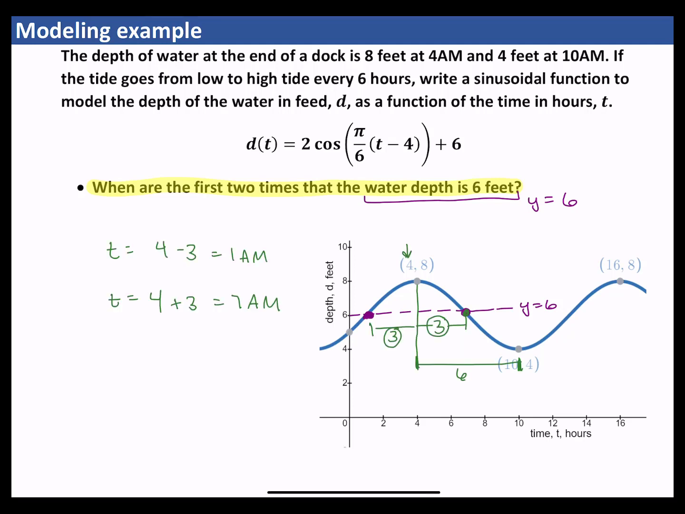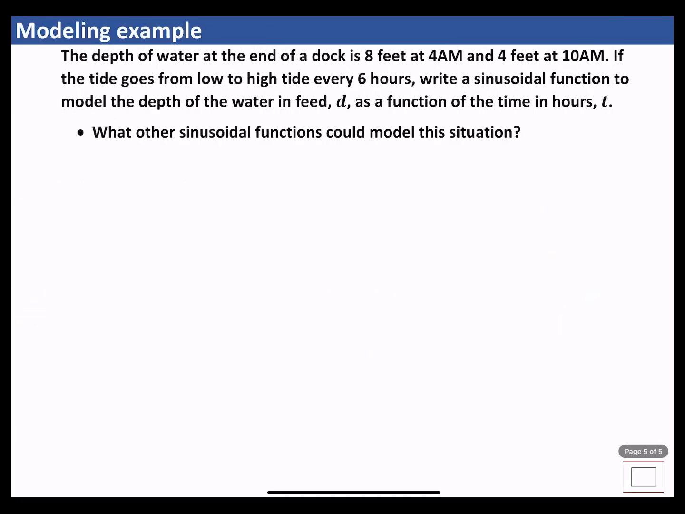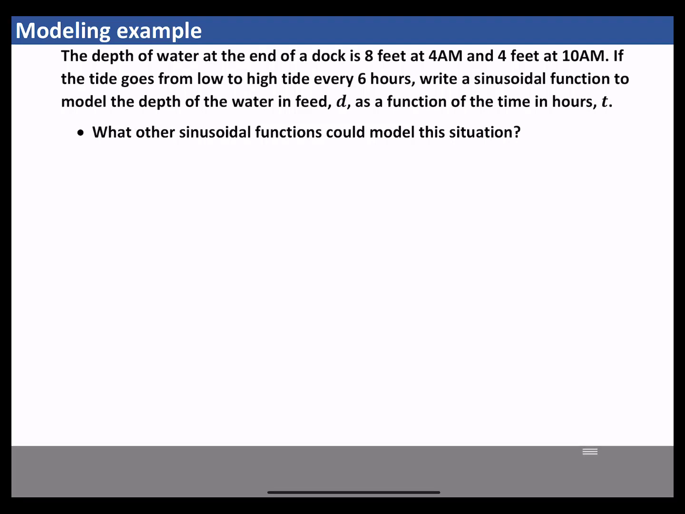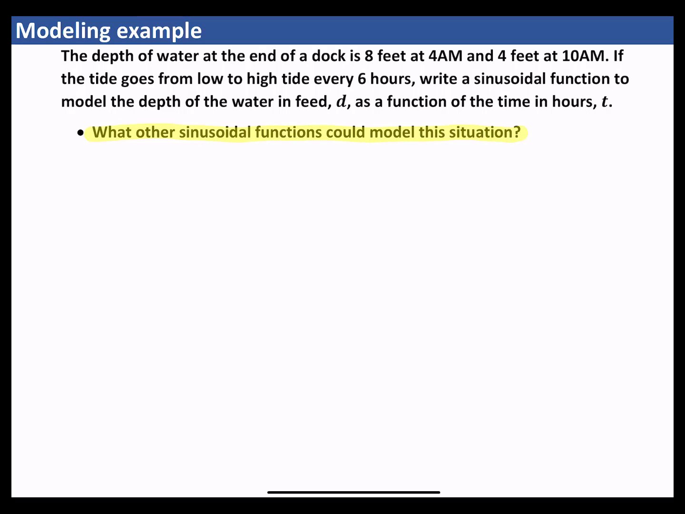All right, so we're going to look at one more thing with this problem. So earlier we found a cosine function that was shifted to the right to model this situation. And the challenge is, what other sinusoidal functions could model this situation? For example, is there a cosine function that you could have shifted in a different direction? Or, for an extra challenge, how could you have thought about this data as a sine function instead? Give it a shot, and then we'll compare answers.